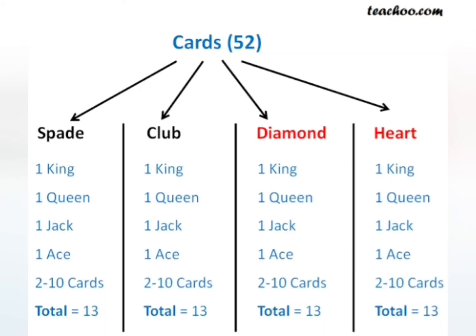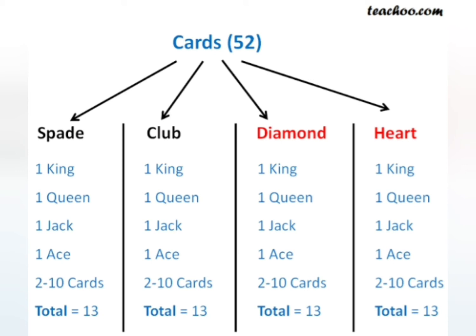And after that, students, you can see here I am giving a clear instruction about how many cards are present inside the spade, inside the club, inside the diamond and inside the heart. So let us go for the first, the spade card. In spade, students, we have 1 king, 1 queen, 1 jack, 1 ace, and the number cards 2 to 10. So here the total is 13.